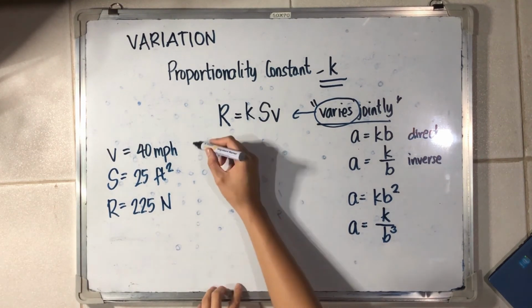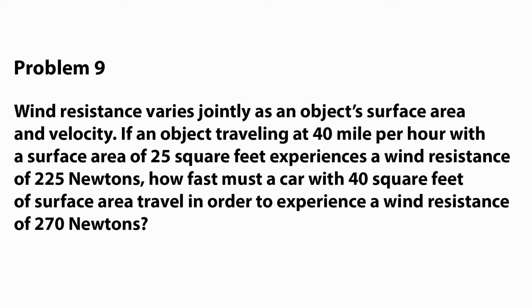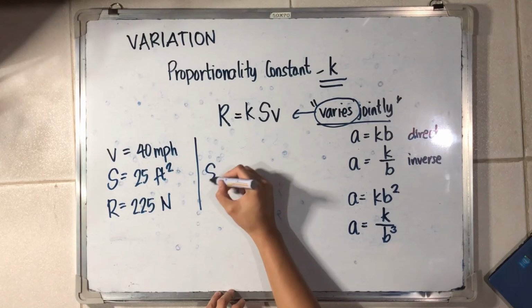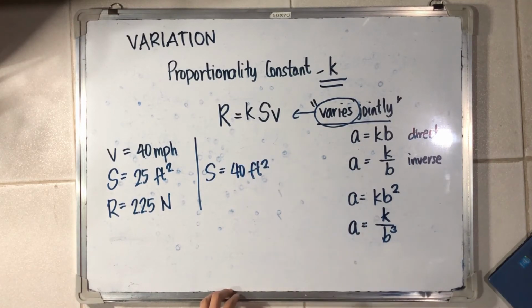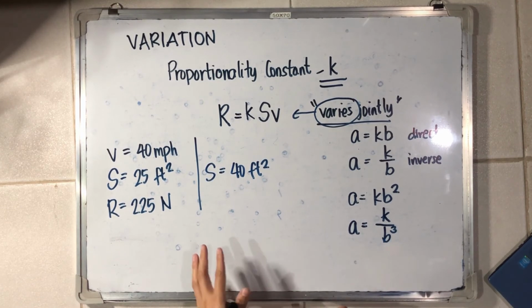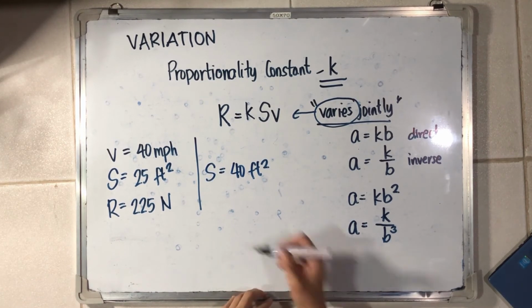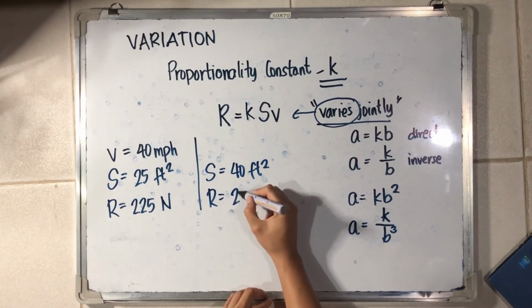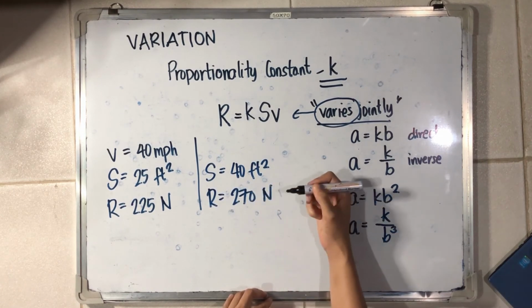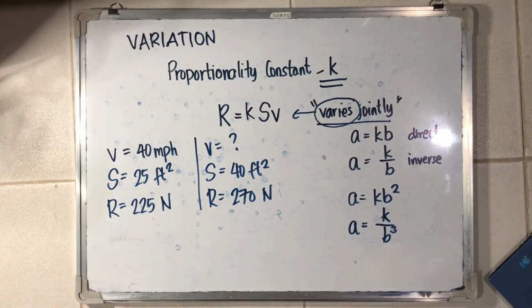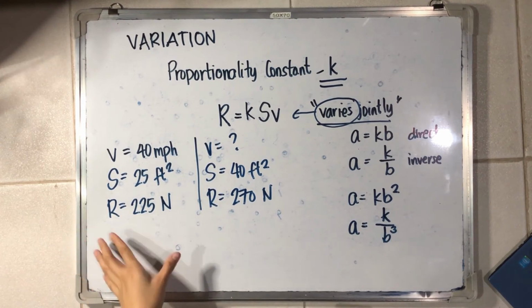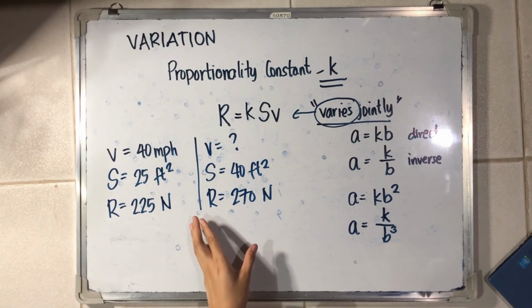Ngayon, ang question niya is, how fast must a car with 40 square feet surface area travel in order to experience a wind resistance equal to 270 newtons. So what we are asked here is, what is this velocity daw? Ayan. So how are we going to relate these two situations daw? Kasi ito yung unang situation ngayon. Ito ngayon yung unknown. Ayan.